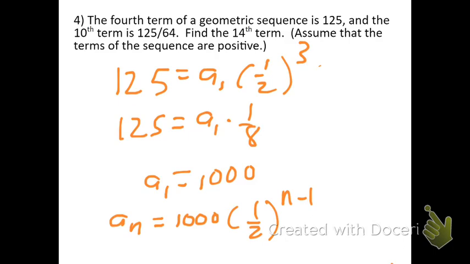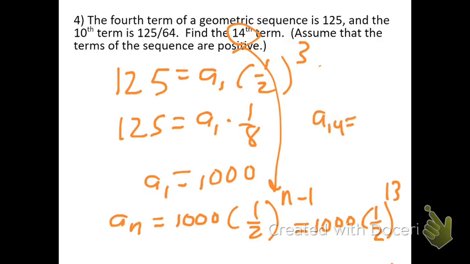So if we wanted to find the 14th term, we can just plug that in right there, and it's going to be 1,000 times 1/2 to the 13th power. And the 14th term comes out to be around 0.122.